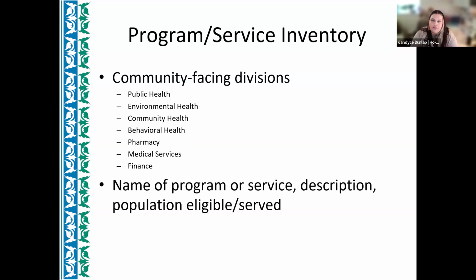So we took all of the community-facing divisions, and for our health department, it's all of these divisions listed here. And we developed a repository, only for internal use at first, of what is the program or service being offered, what's the description of it, and who is eligible. Is it only to Ho-Chunk enrolled individuals? Is it to Ho-Chunk Nation employees who might be non-tribal? Those types of things. So we can get a baseline of what services we are currently offering. This was beginning in 2022. So that was just one component of it.